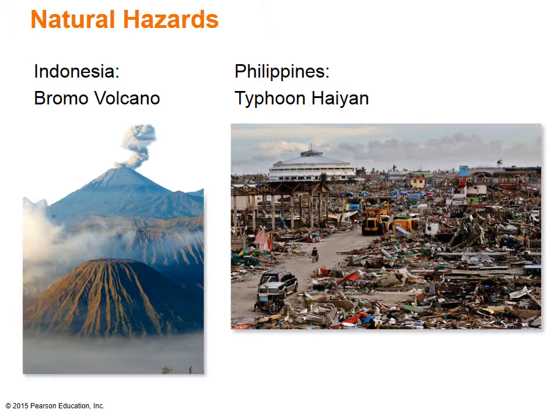The Philippines has suffered several devastating tropical storms in recent years, including Typhoon Bopha in 2012 and Typhoon Haiyan in 2013, which has been the most powerful tropical storm to make landfall in recorded history. The devastation of Typhoon Haiyan is shown in the photo on the right.